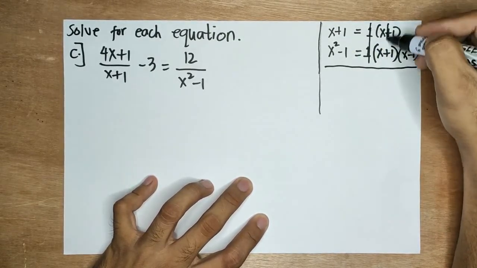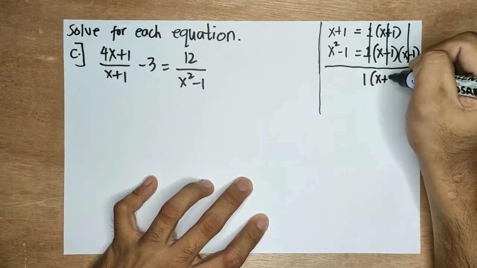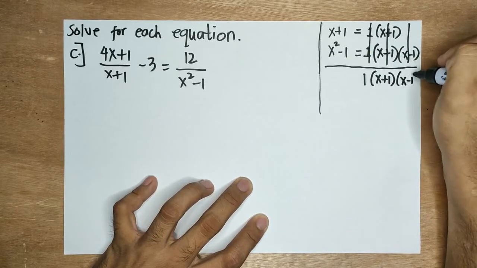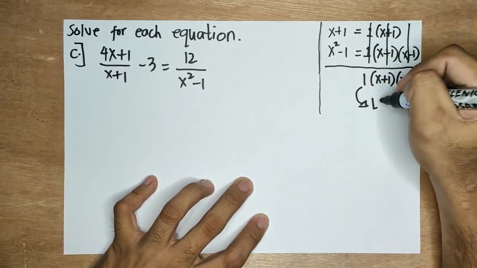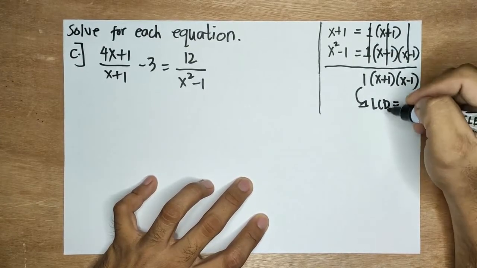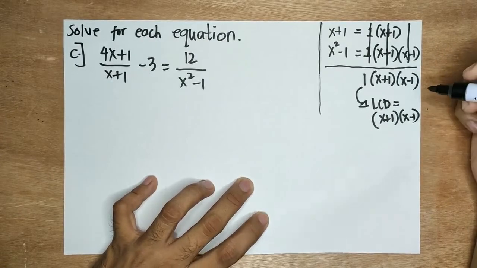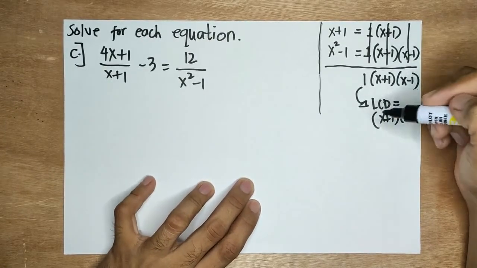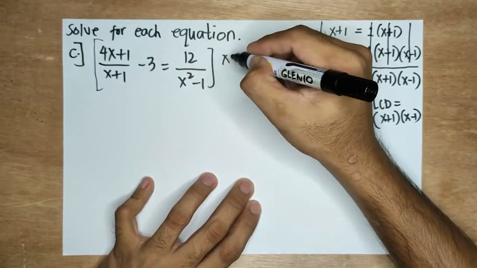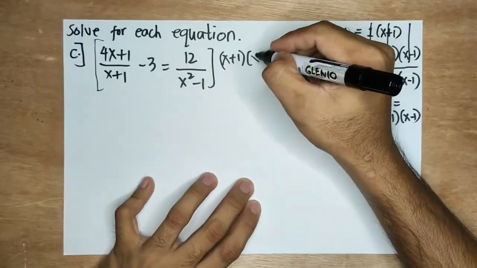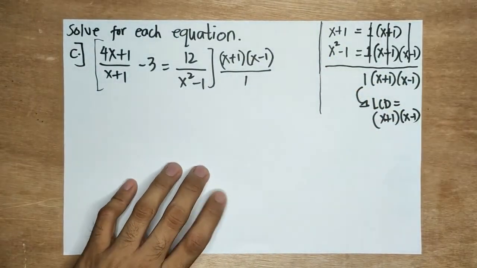So, draw a vertical line, and then we bring down 1, we bring down x plus 1, and then we bring down x minus 1. So, that means our LCD is x plus 1 and x minus 1. So, multiplying the LCD to all the terms in our equation, we have this. Understood that it has 1 as the denominator.